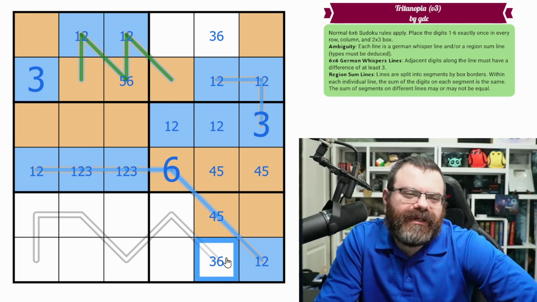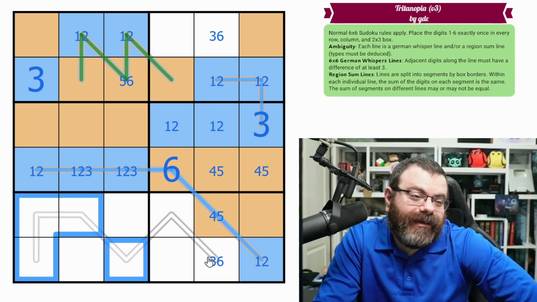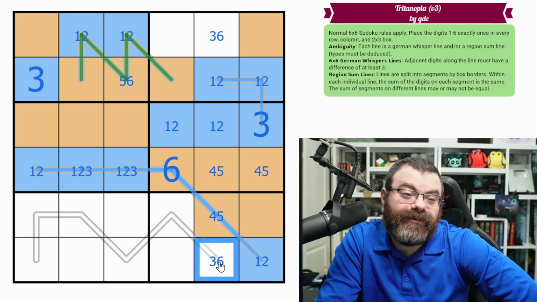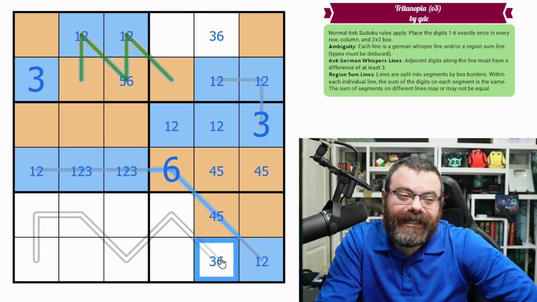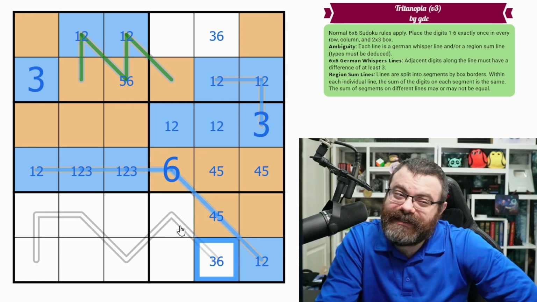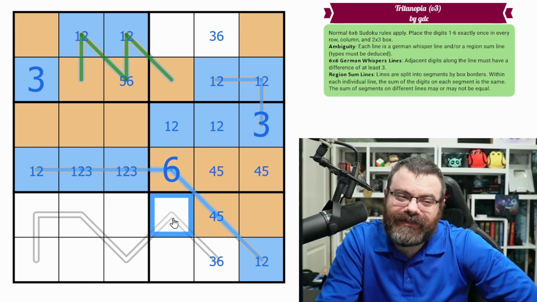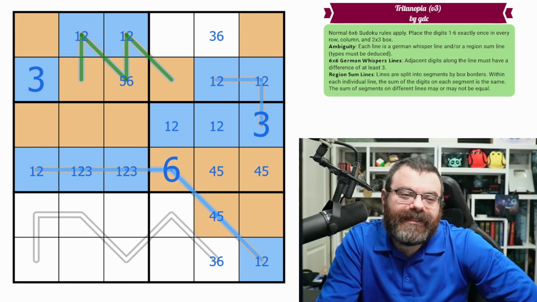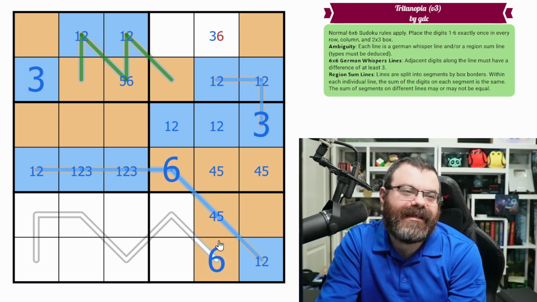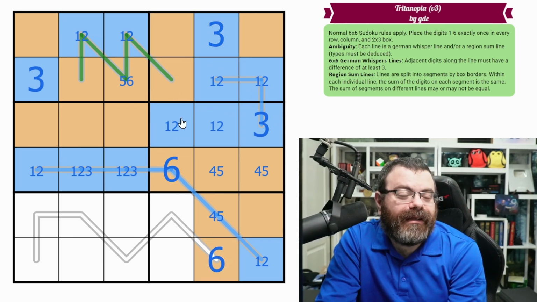So imagine that this was a region sum line, right? 3 is too low. 3, 6 adds to 9, and these add to at least 10. So we wouldn't be able to have this be 3 if it were a region sum line. So if it's going to be 3, it's going to have to be a German whisper line, but remember, 3 can only be next to 6 on German whisper, and this cannot be a 6. There's a 6 in the column. So this is never a 3. We don't actually know what we are, but we know this has to be 6 in either case. It is always 6.